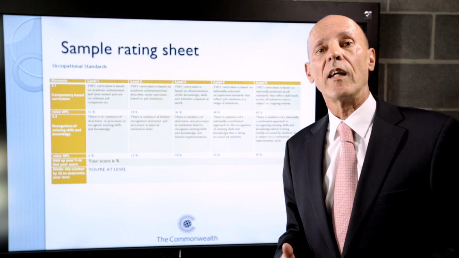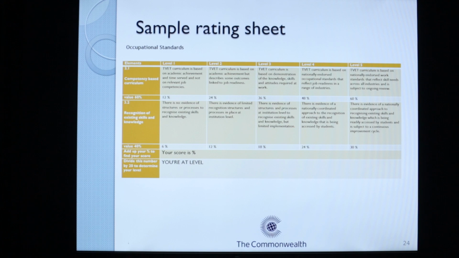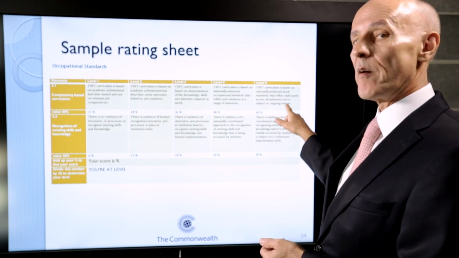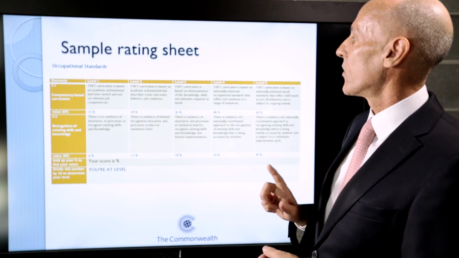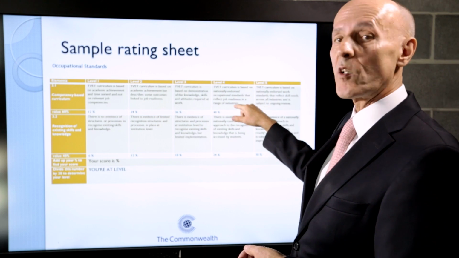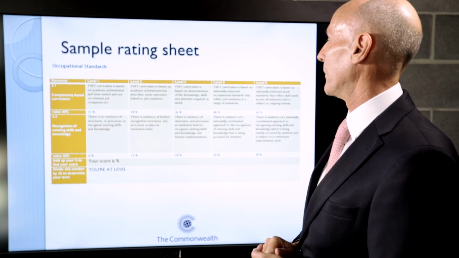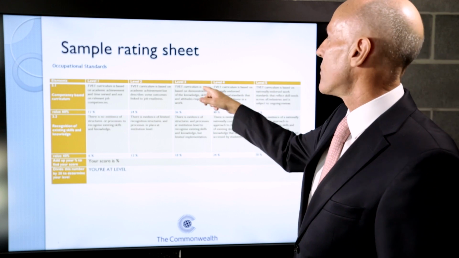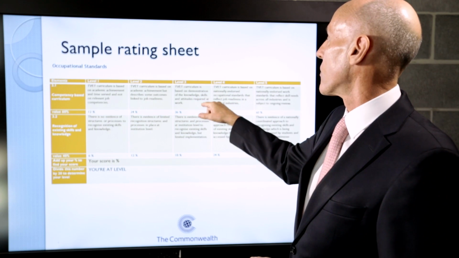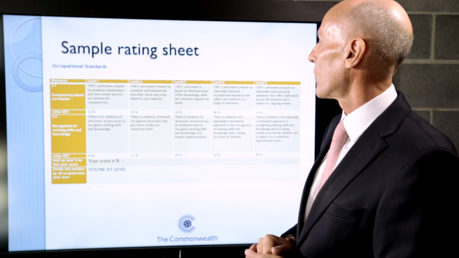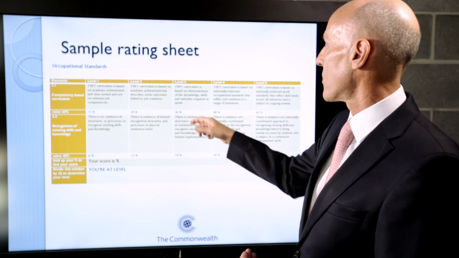So within the toolkit there are rating sheets which set out, for this example, occupational standards. It sets out the actual elements and then gives you the different levels. So what you have to do is read through each of the descriptors for each level and decide where your system is currently operating. So for example, competency-based curriculum, is it based on knowledge and skills and attitudes? Have you got that system in place? If you have, you're probably at level 3, so you would circle that particular percentage figure.